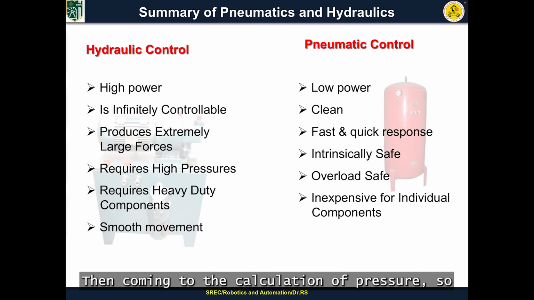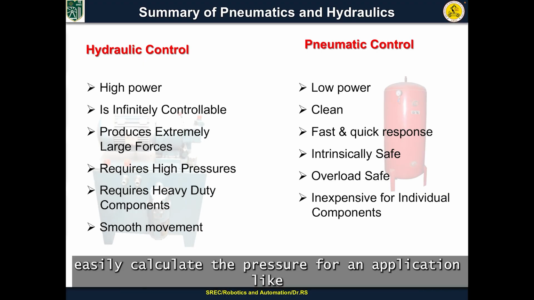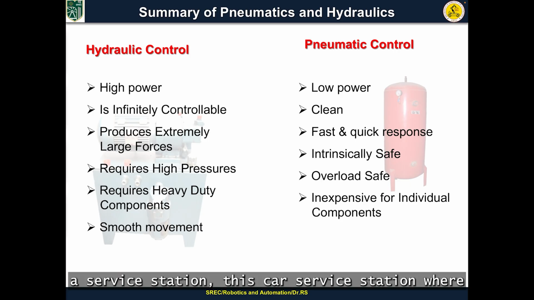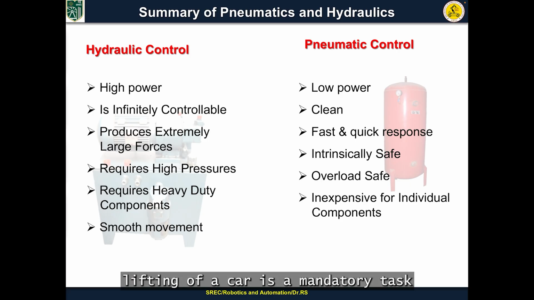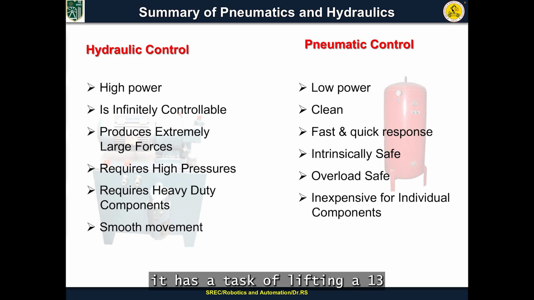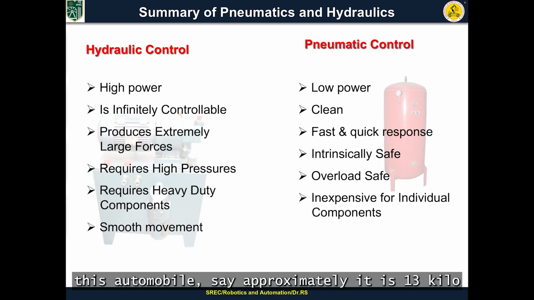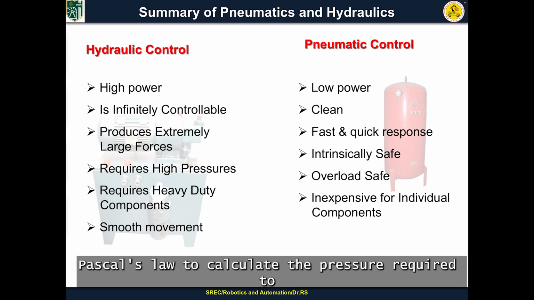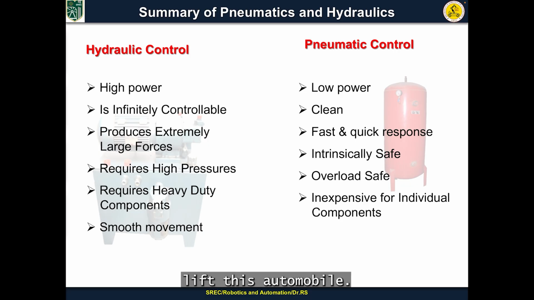Then coming to the calculation of pressure, based on Pascal's law, we can easily calculate the pressure for an application like a car service station, where lifting of a car is a mandatory task. For this, you can see that the hydraulic piston has a 250 millimeter diameter. It has the task of lifting a 13,300 Newton force. So we have to find the oil pressure required to lift this automobile. Say it is approximately a 13 kilonewton automobile that is being lifted. For this, we can easily use Pascal's law to calculate the pressure required to lift this automobile.